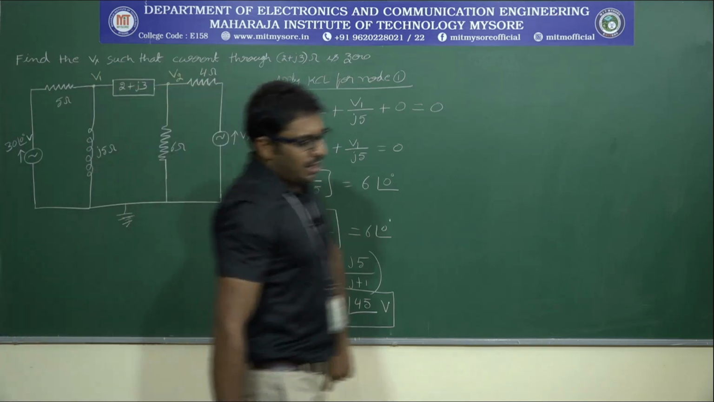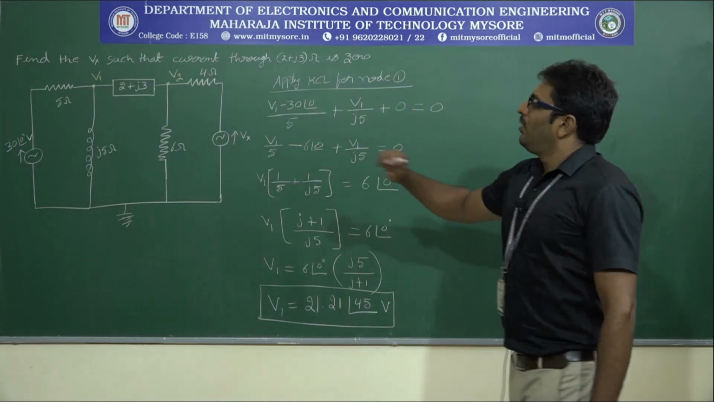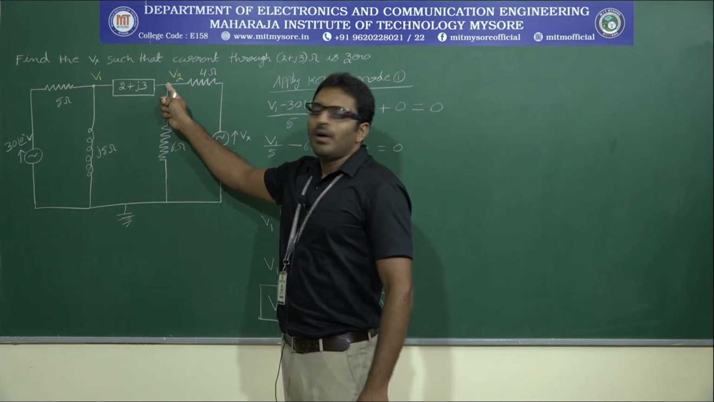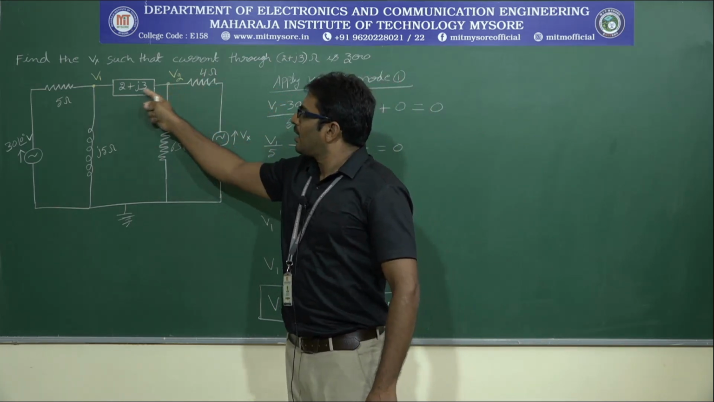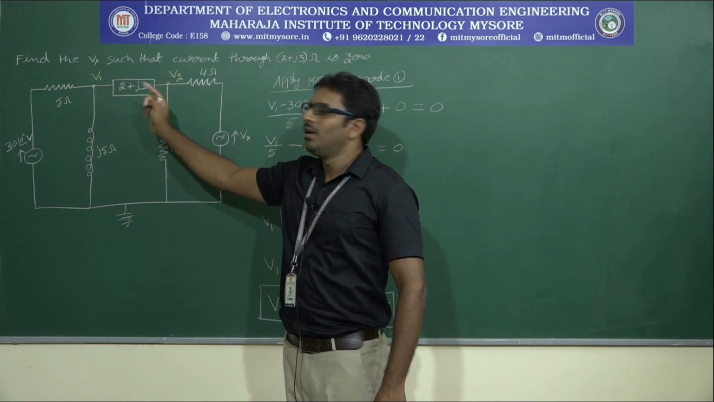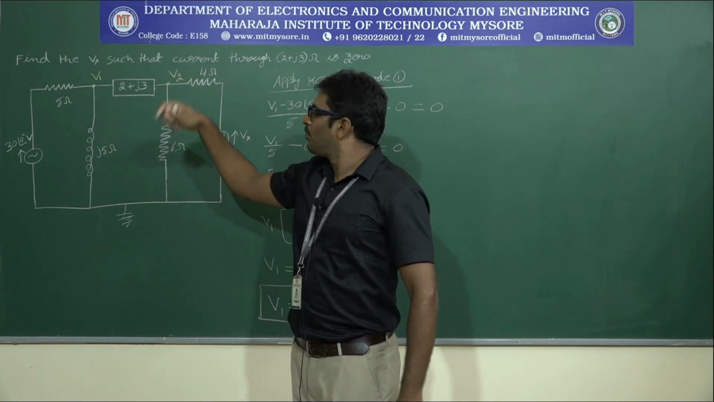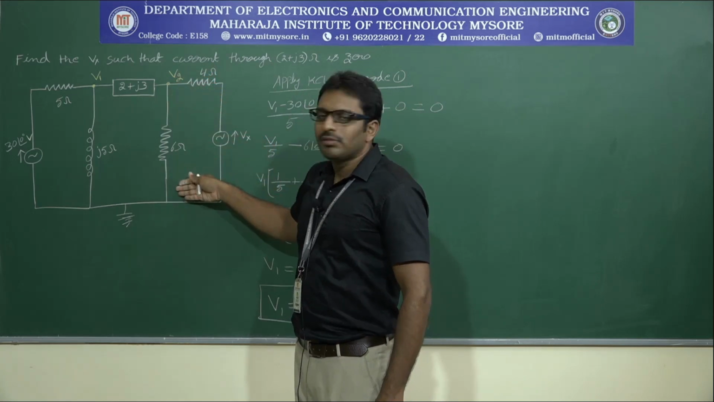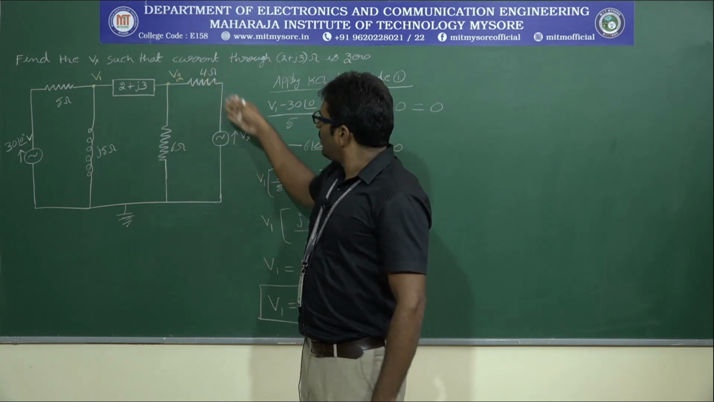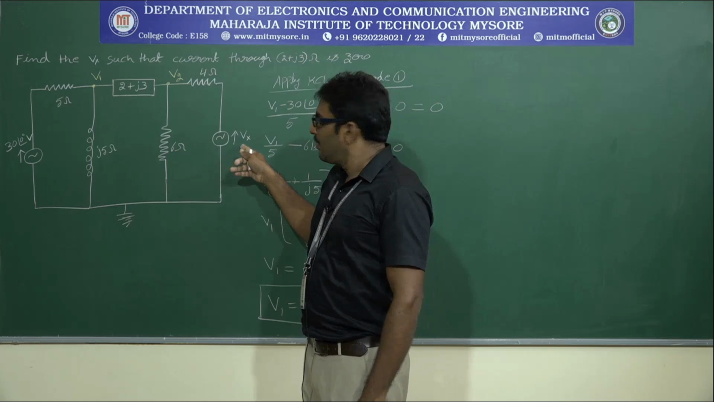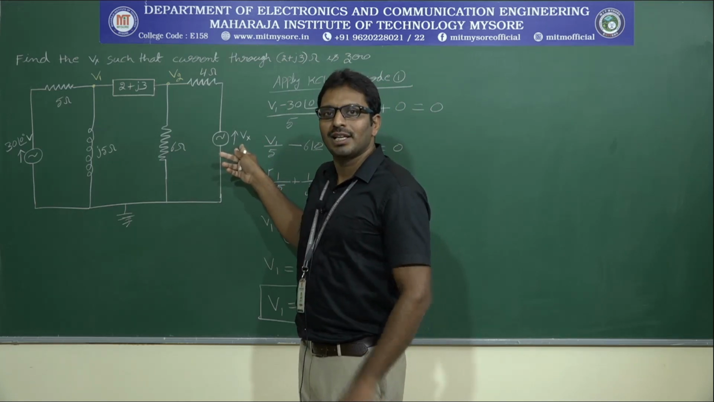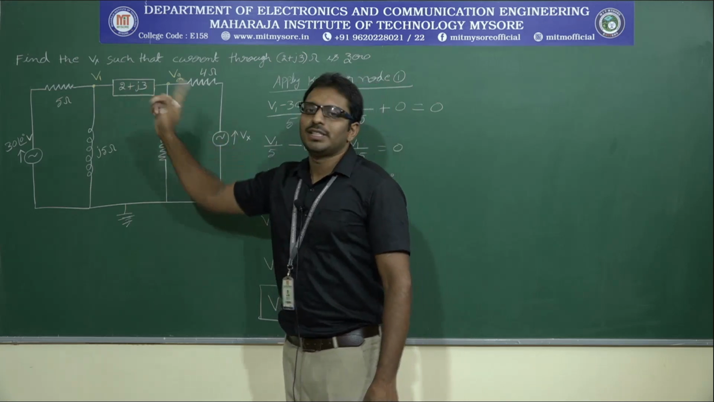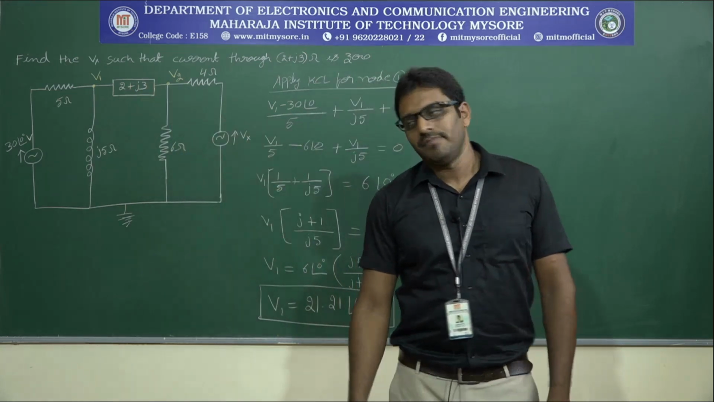Next, apply KCL for node 2. See, this is node 2. How many branches are connected to node 2? Again 3 branches. Again the current through this branch is 0 because V1 and V2 are equal potential, and find out the current through the 6 ohm resistor and the current in this branch. Here there is an unknown value Vx. So we have to calculate Vx such that the current through this impedance is 0. That is the question.